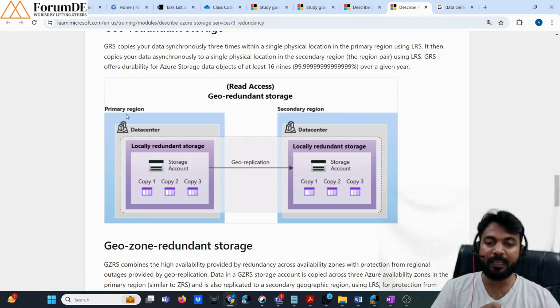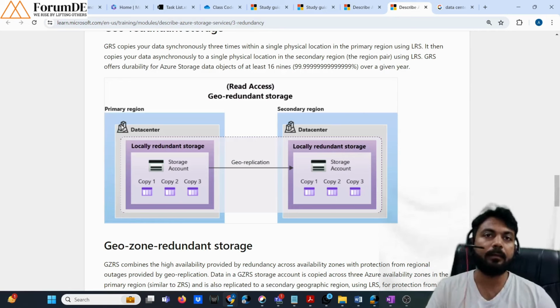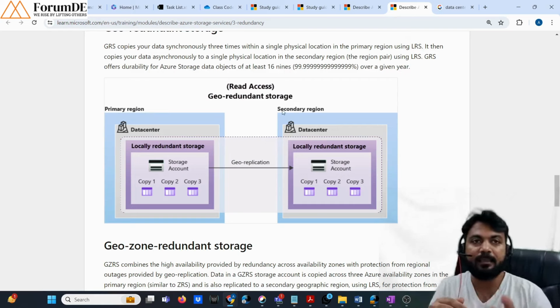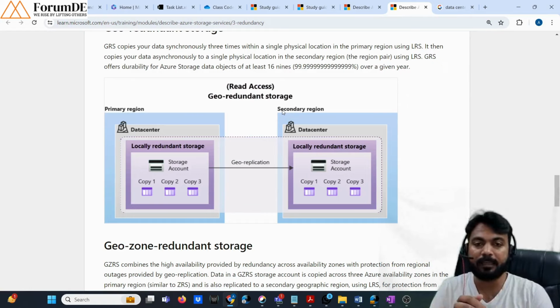So if any bad natural disaster like a flood or earthquake happens in Gurgaon, then data is accessible through the secondary region. And you see, in the primary region LRS is there, and in the secondary region LRS is also there. It means in the same building, a copy of the same data has been kept three times. So the secondary region is very distant from the primary region.